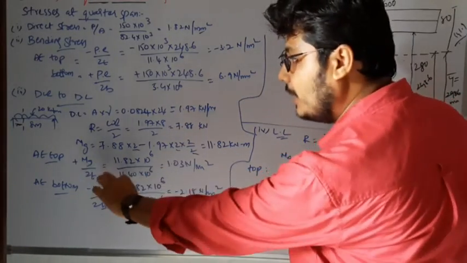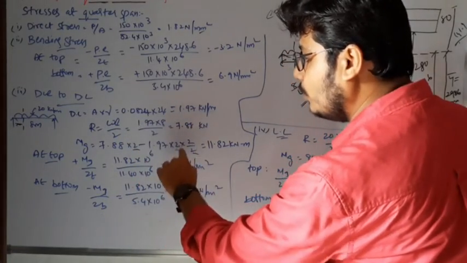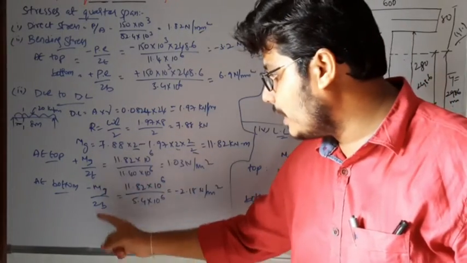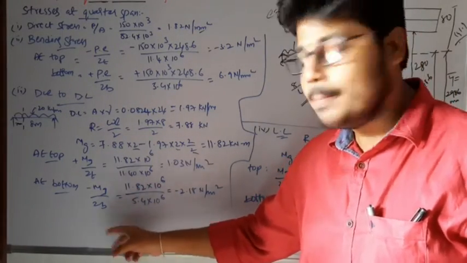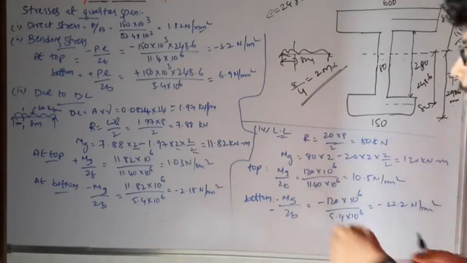So here M by depth: 7.88 into 2 minus 1.97 into 2 into 2 by 2, for the UDL. So here M by Zt plus and minus M by Zb, section modulus at top and section modulus at bottom. I have calculated. The same applies to the live load.